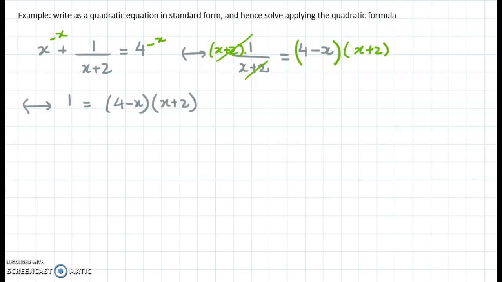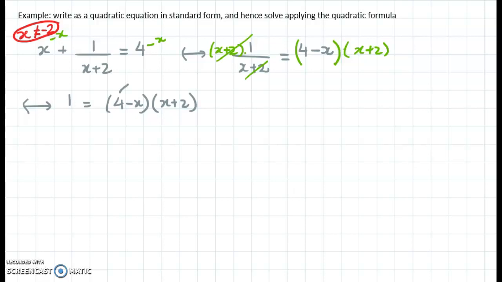Let me add something. I should have been careful at the beginning. All of this work is making sense provided that x is not negative 2. If x were negative 2, then we'd be in trouble because we'd be dividing by 0, and this wouldn't make any sense.